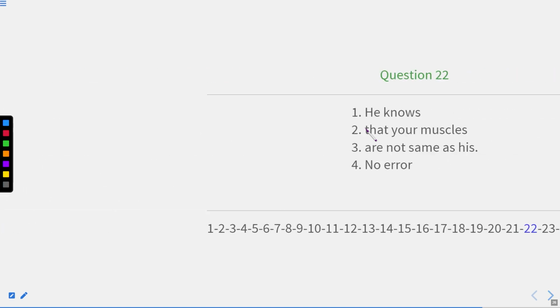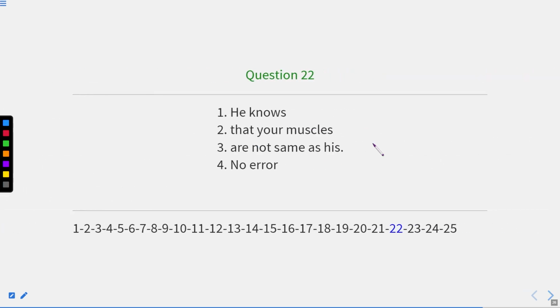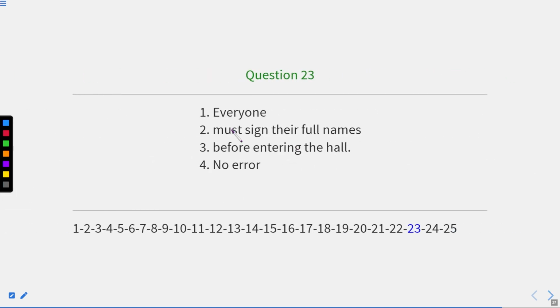Okay. Now let us move to the next one. Now in this question, the error is in part third, where we need to write are not same as his muscles. So we cannot end the sentence with his. We should need to write muscles as well. So the answer will be third. Now let us move to the next question.